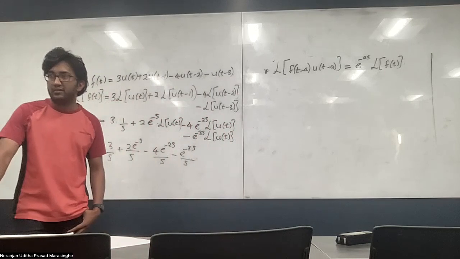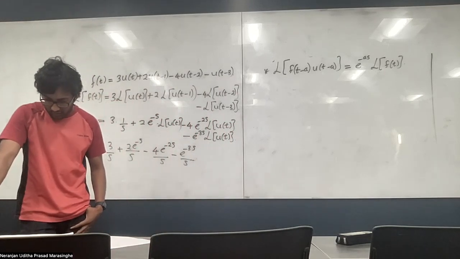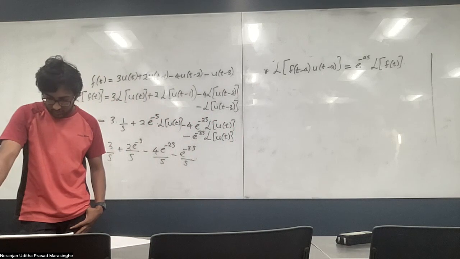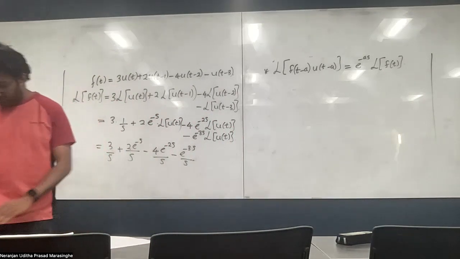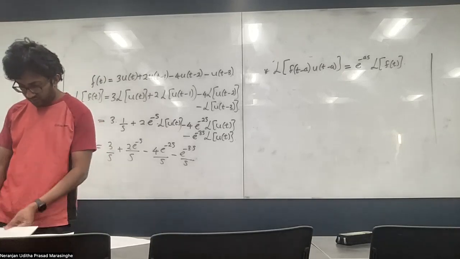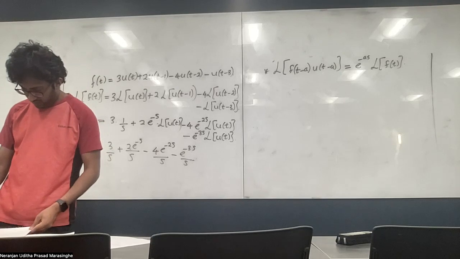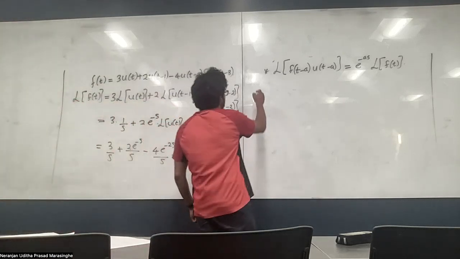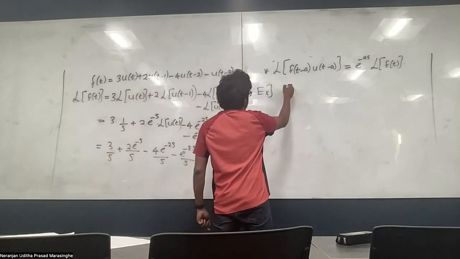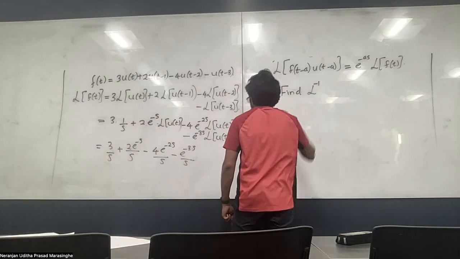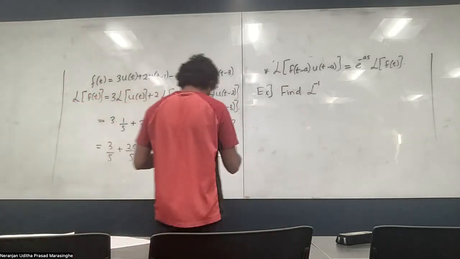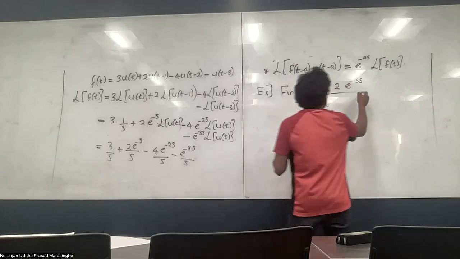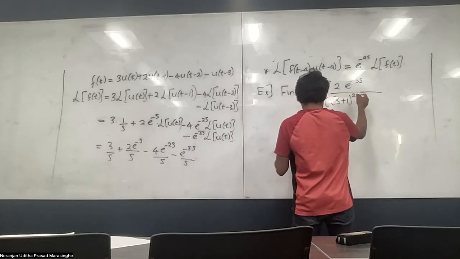Any questions about this? My next example is: find the inverse Laplace transform of 2 times e to the minus 3s divided by (s plus 1) to the power 2 plus 4.